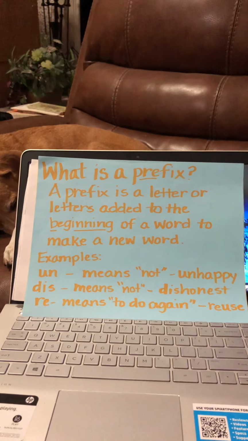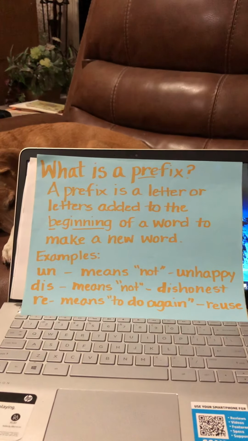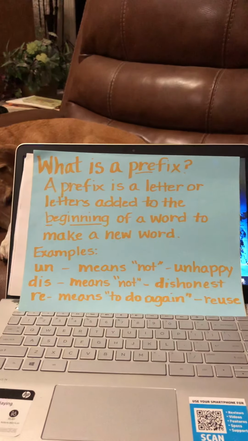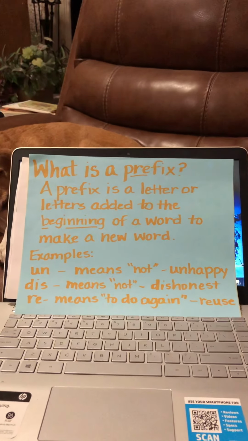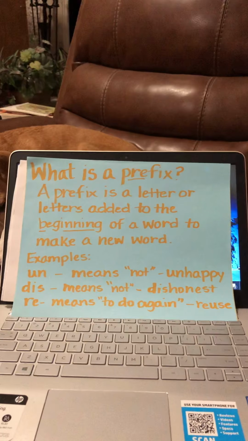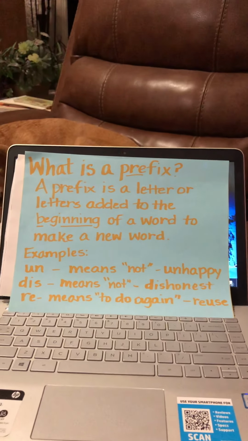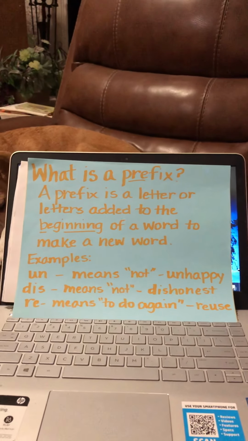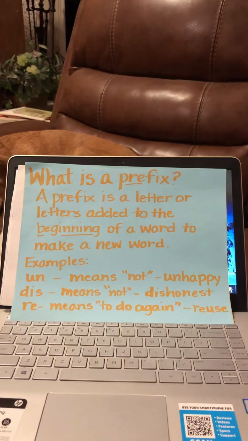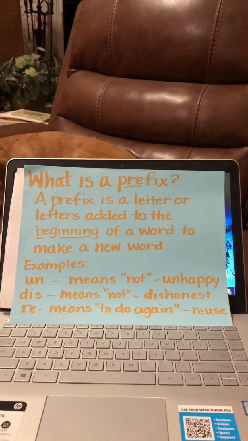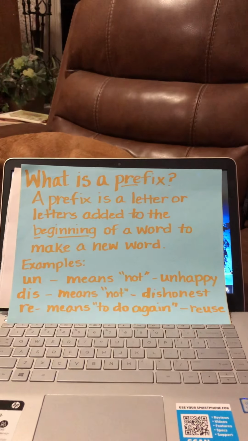Boys and girls, there are many prefixes. I only gave you examples of 3. I also told you what the prefix itself means, and then gave an example of how that word would look. So the first example is the prefix un. Un means not. So unhappy would be not happy.